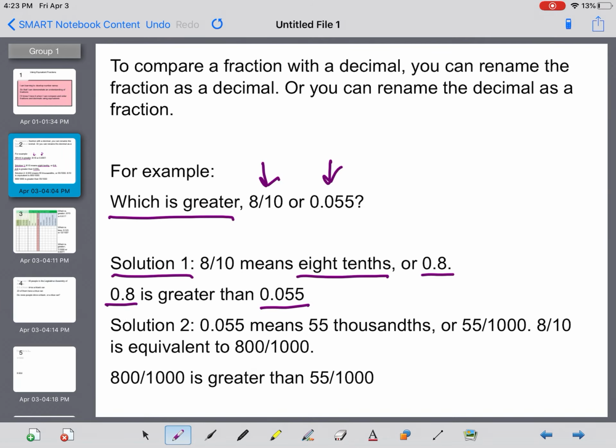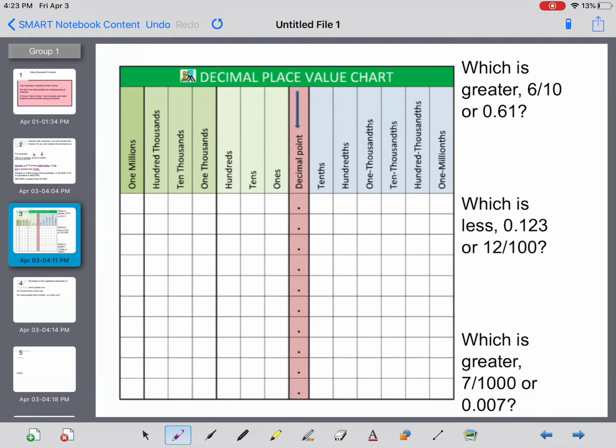And we know this because if we look at a place value chart, I have one here on the next slide. If we look at a place value chart, we can line up 55 thousandths and 8 tenths. And we don't really have to look at these last two numbers here. We can just see that 0.0 is smaller than 0.8.